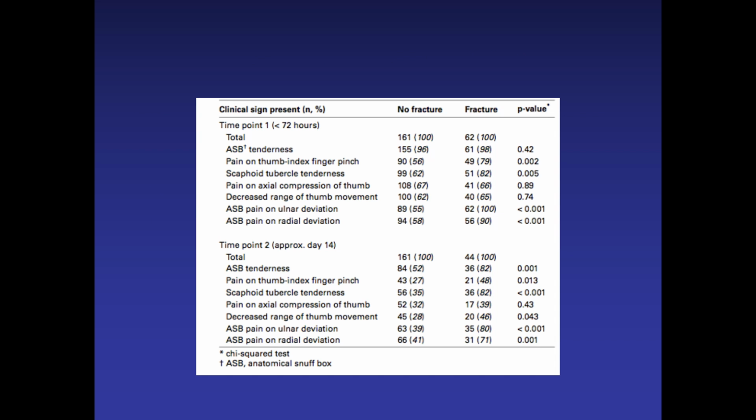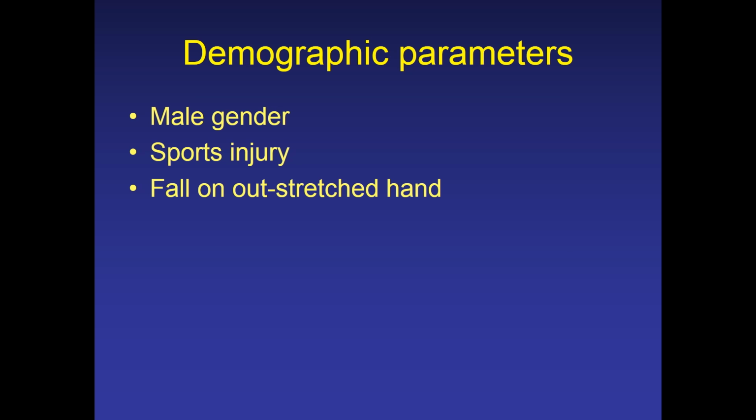And he looked at it like this, acutely at 72 hours and then again at 10 days, and he divided into patients with no fracture and fractures. And they combined it with some demographic parameters, especially looking at male gender, sports injuries, and the mechanism of injury again.